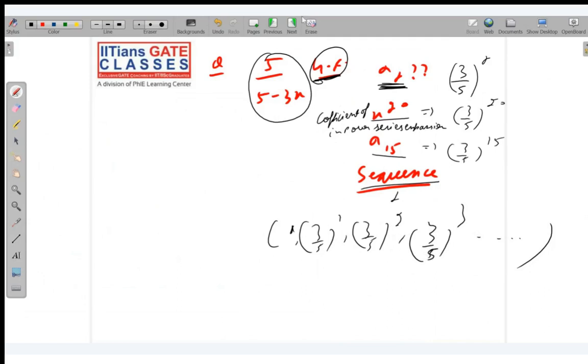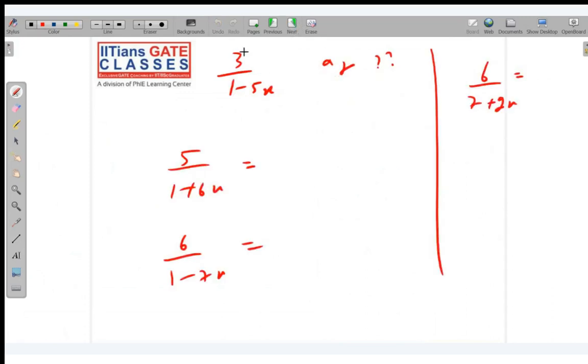Now please take snapshot. I will jump to the next slide. Okay. So next is 3 upon 1 minus 5x. What is the numeric function? This is the generating function. Terminology should be very crystal clear to you.